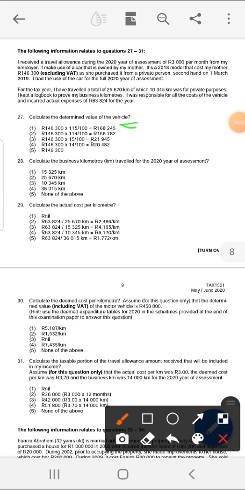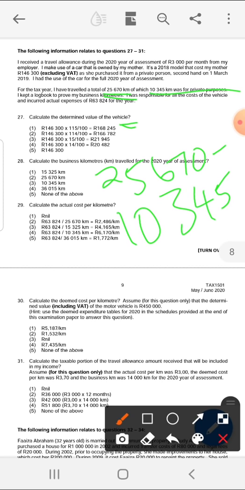for number 27. And then question number 28, calculate the business kilometers traveled. Guys, this was the simplest question. They gave you the total and they gave you the private, so you just need to subtract private from total to get the business. So we'll say 25,670 less 10,345. It will give us 15,325, which will lead us to option 1. This is the correct answer.